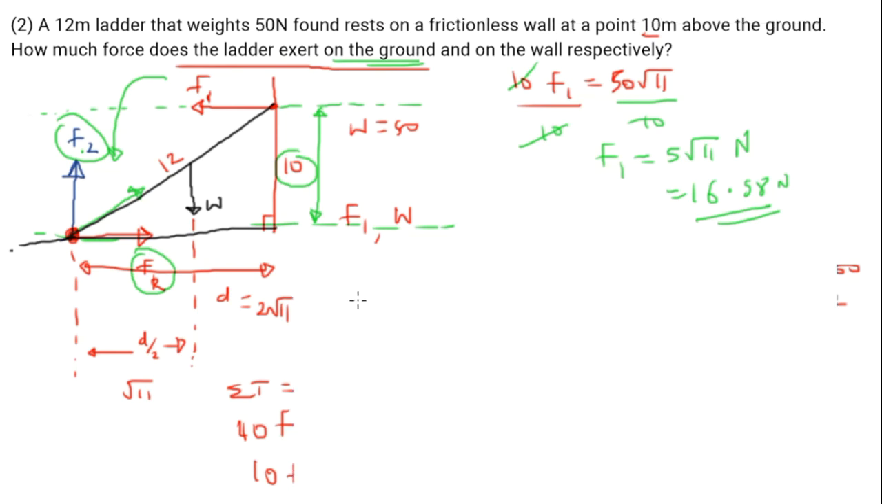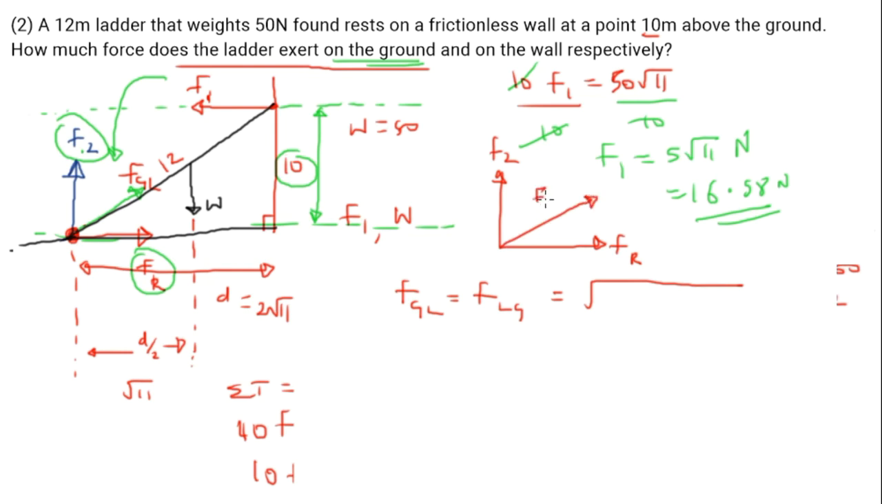All right. Now, the resultant, which is the force from the ground to the ladder, FGL. Don't forget that force from the ground to the ladder is the same thing as force from the ladder to the ground. So the both has to be equal. Okay, let me draw it out. So this is the frictional force, and this is the normal reaction F2. This is the total force caused by the ground on the ladder, or from the ladder to the ground. So we get to find the resultant, which is the square root of F2 squared plus FR squared. Don't forget that F2 is equal to the weight of the object, and that is 50 Newton.